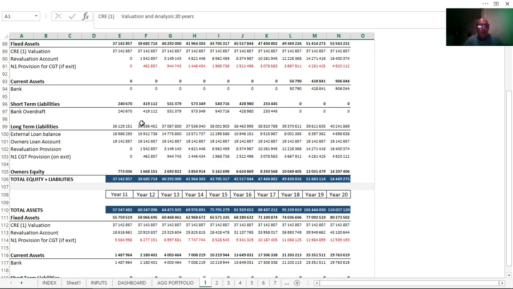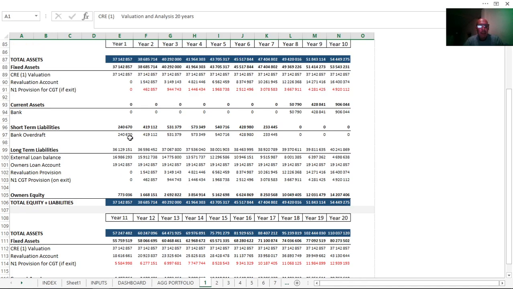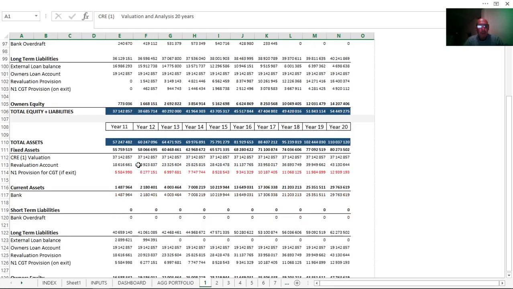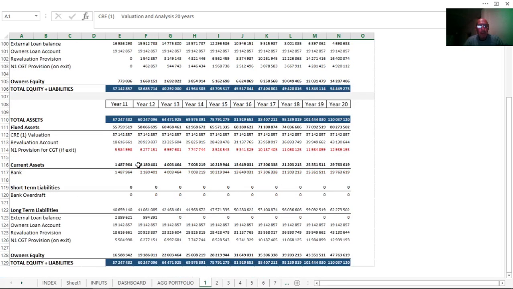Your short-term liabilities, your overdraft has been input. You can see once you become cash flow positive, it becomes an asset in your balance sheet, and everything is coherent, understandable. There are no tricky formulas in this financial model. However, it is powerful when analyzing and comparing investment opportunities with one another.